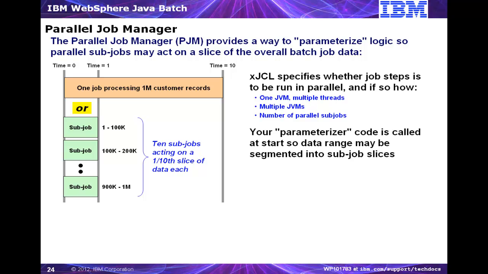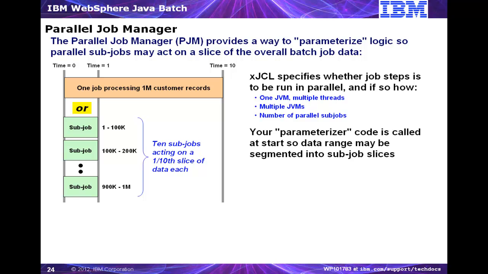So imagine the 1 million records we mentioned earlier. Imagine those data records are keyed with customer numbers from 1 to 1 million. If 10 sub-jobs are called for, then the data range might be split based on the customer number. Sub-job 1 would operate on customer numbers 1 through 100,000, sub-job 2 on numbers 100,000 to 200,000, and so on.